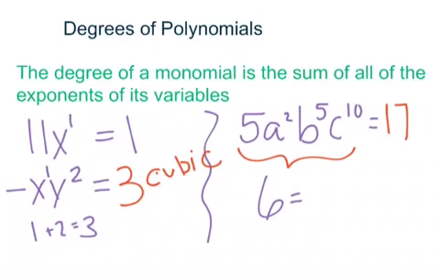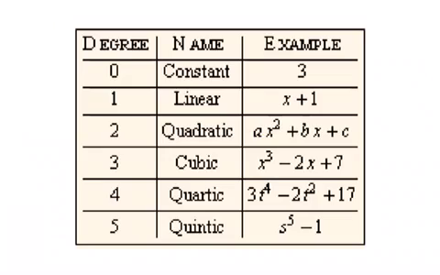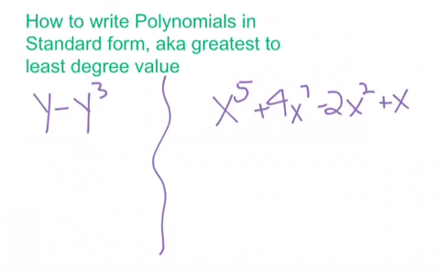Remember, if there's no variable, it's going to be 0. If it has a degree of 0, it's called a constant, which you've seen before. Okay? On this next page here, I have a nice little chart for you, similar to what's in your book, of the degree, the name, and an example. We have constant, linear, quadratic, cubic, quartic, and quintic. You do have to go to a degree of 5, just so you know.